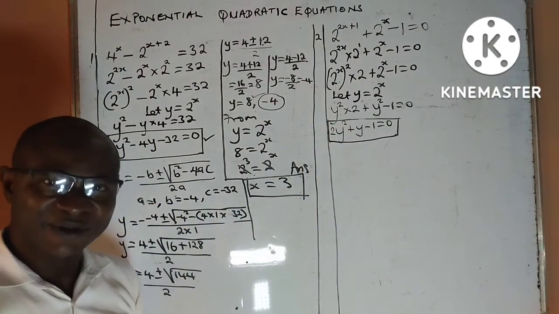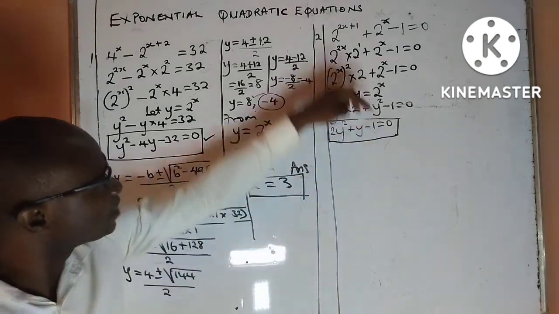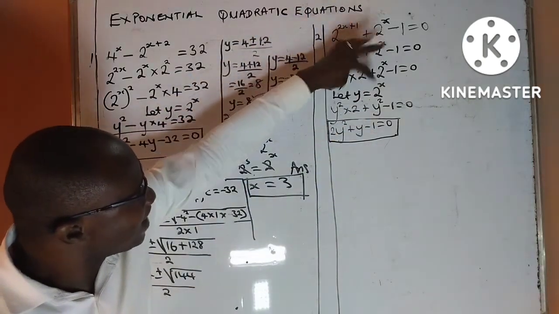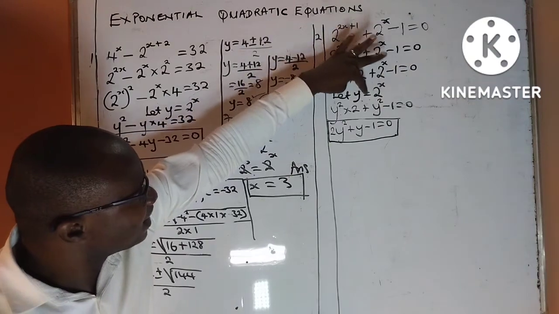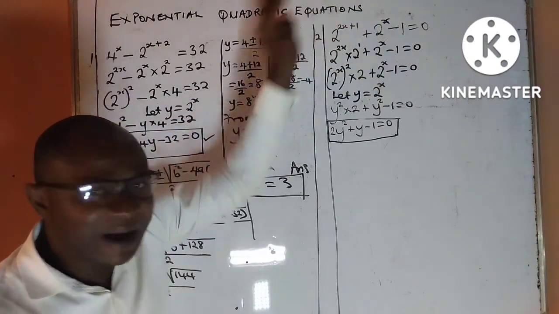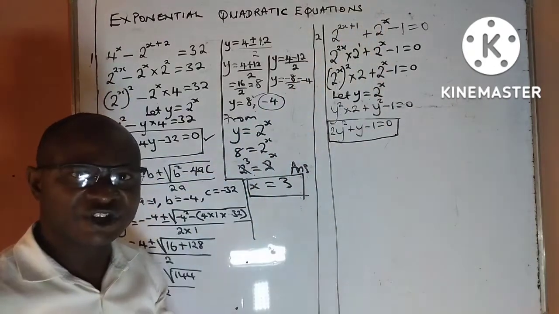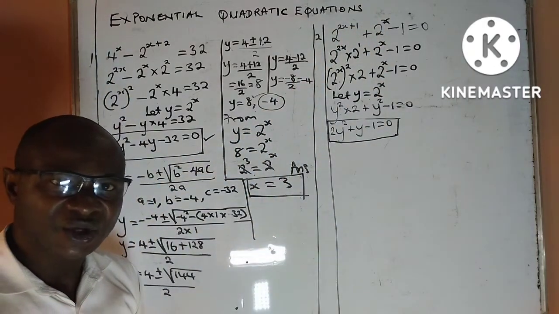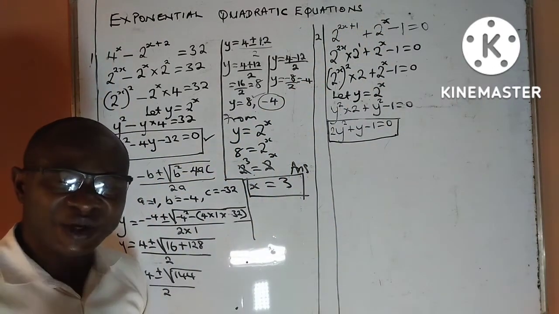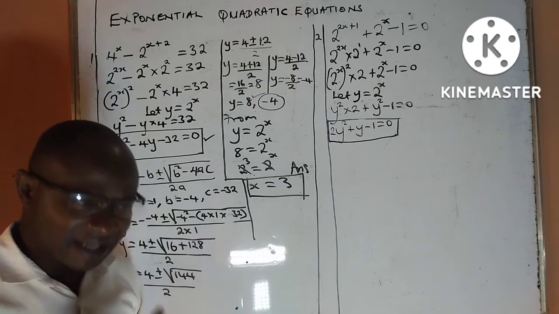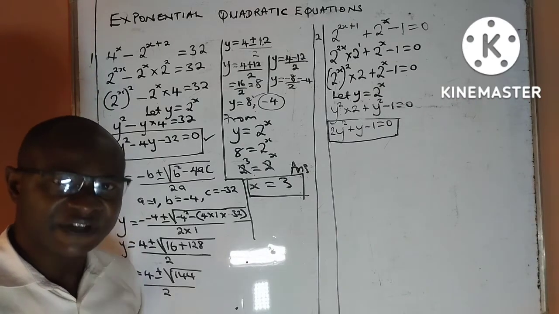And when I get the value of y, I will substitute that value of y where I say let y be equal to 2 raised to the power x in order to get the value of x, because the question is given to me in terms of x. So I am expected to get the answer for x, that is the value of x after solving it.